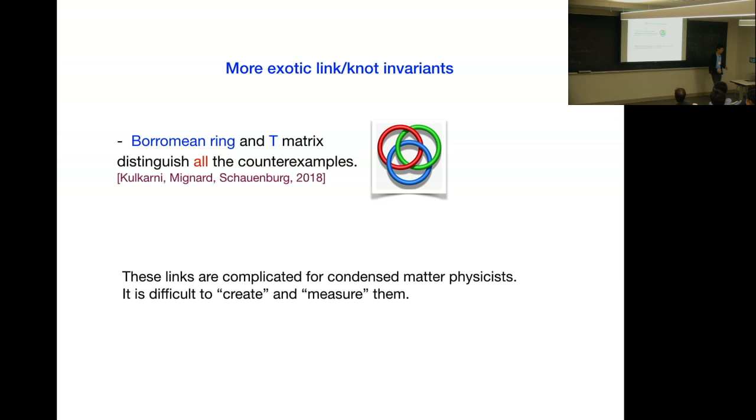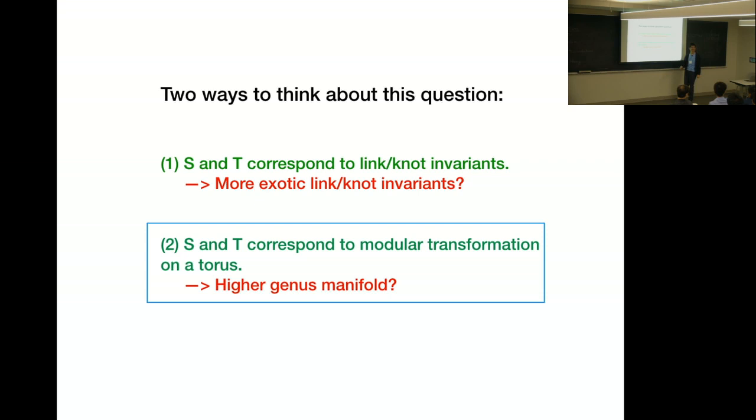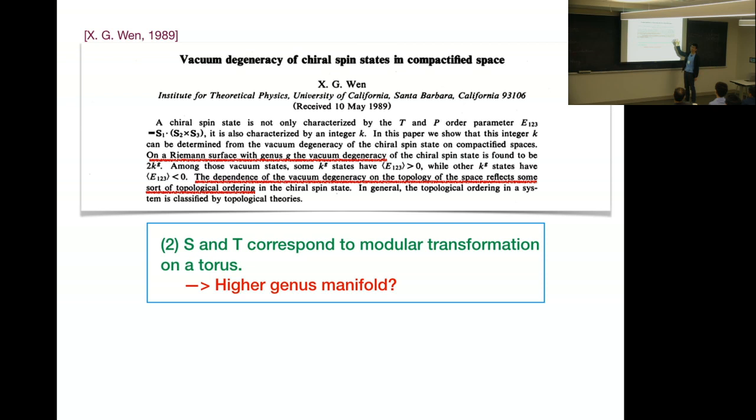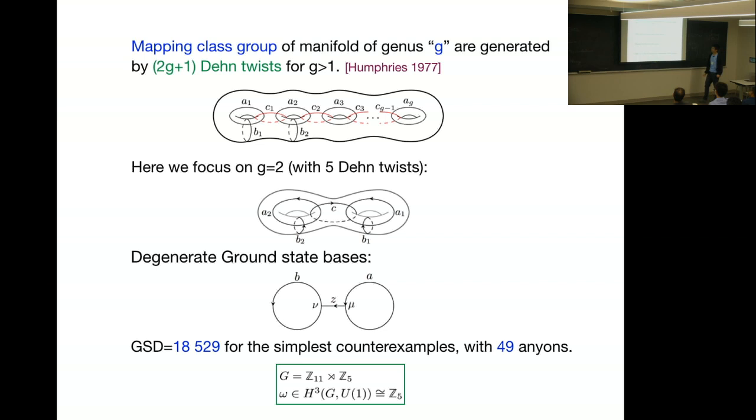For condensed matter theory, we prefer to consider the ground state on some manifold. Actually, this idea was proposed at the very beginning, when topological order was proposed. As condensed matter physicists, we prefer the ground state on a higher genus manifold. Let me remind you that mathematicians have told us that for a genus g manifold, the mapping class group can be generated by g, 2g plus 1, then twist.